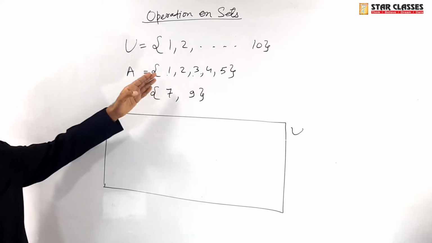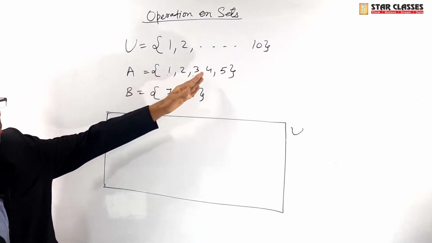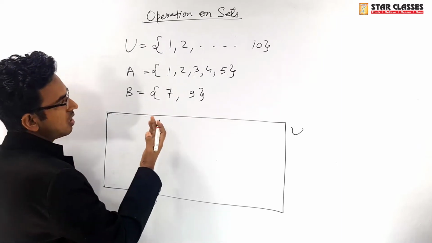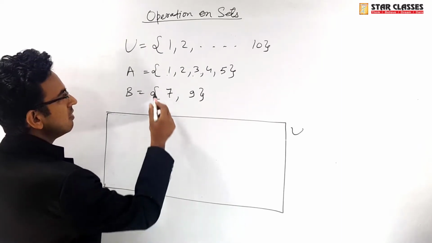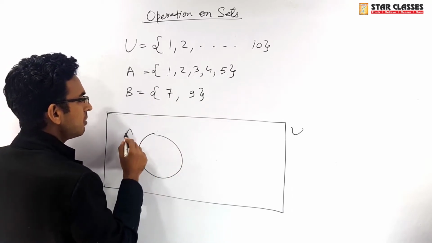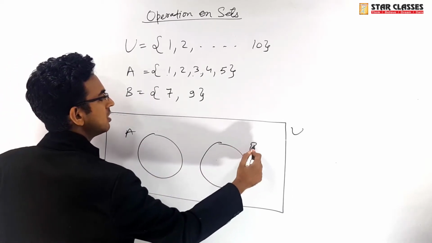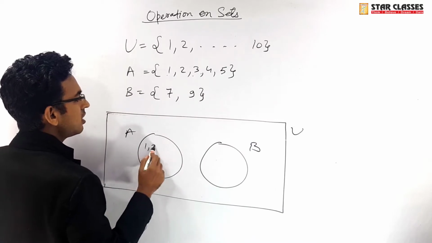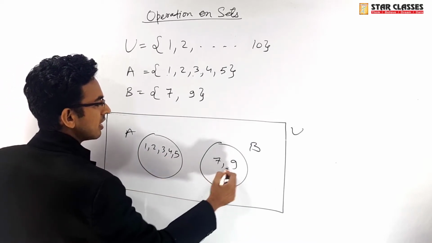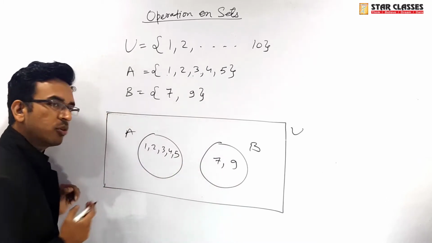Now let us take another example. Set A is 1, 2, 3, 4, 5 and set B is 7, 9. If we draw a Venn diagram for it, we can see that there is nothing common between set A and set B. So set A will be here and set B will be here. You can see that there is nothing common to both of these.